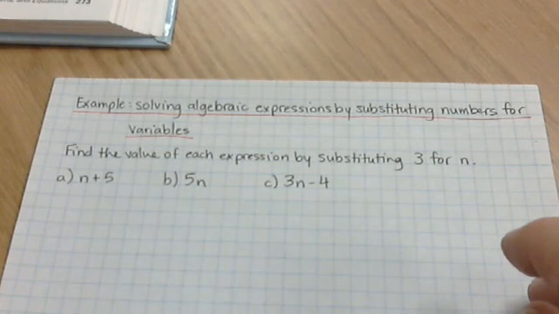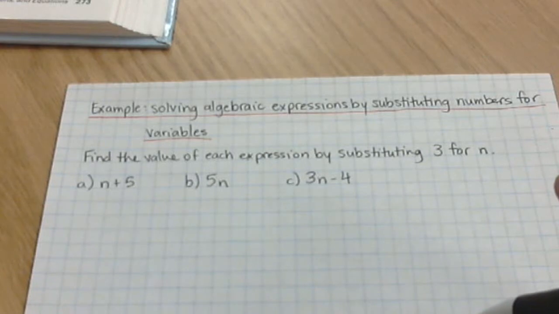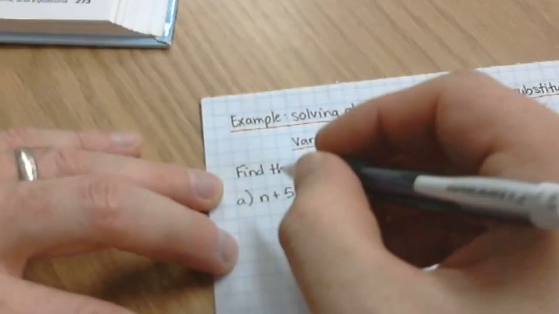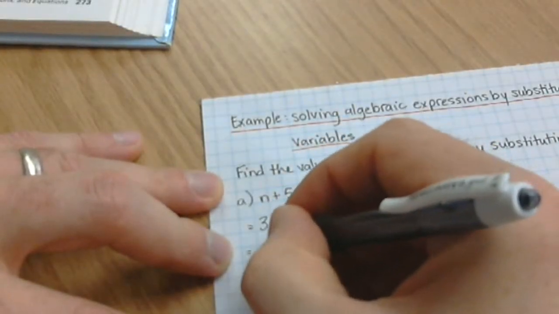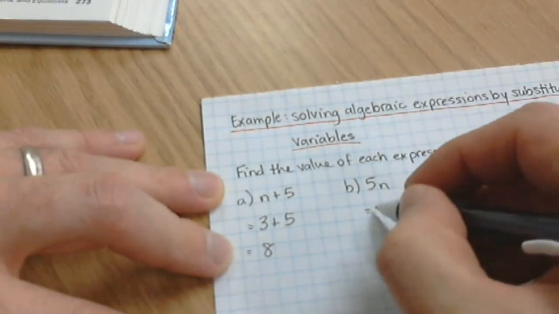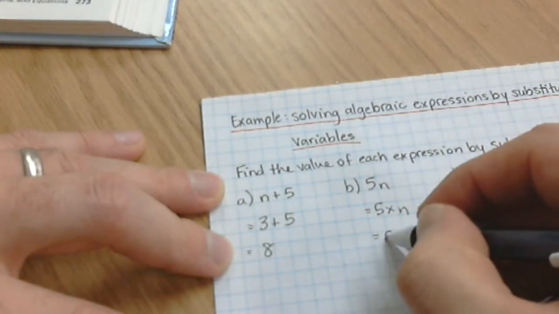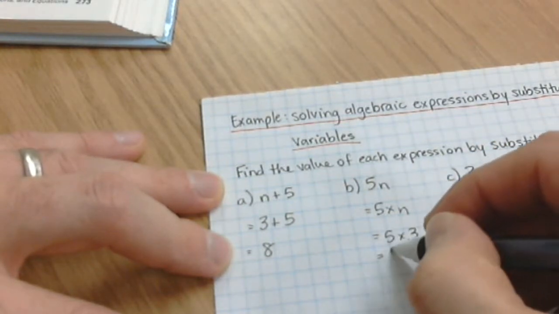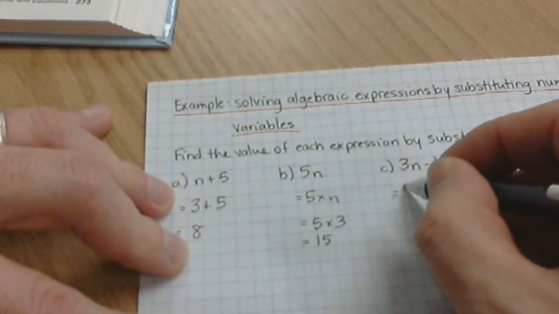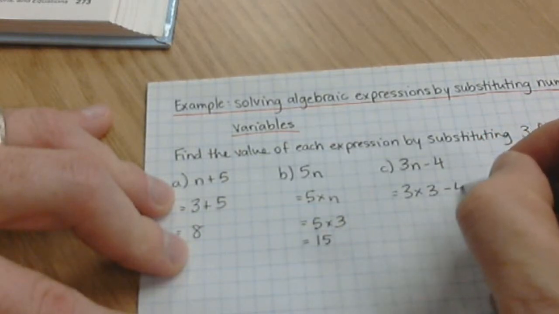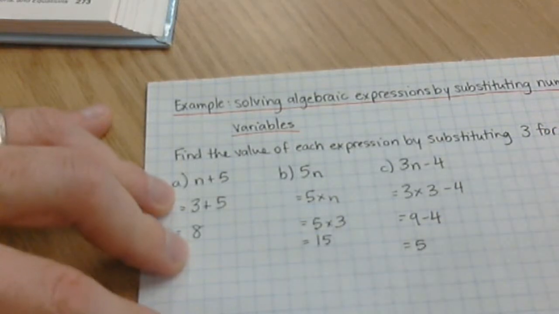Okay, so the instructions here say to find the value of each expression by substituting 3 for n. Here we have n plus 5, so instead of n plus 5, we're going to do substitution, which is 3 plus 5. Well, that's 8. This is 5n. When you see it written like that, it actually means 5 times n, which is 5 times 3, which is going to equal 15. And then 3n minus 4 is going to be 3 times 3 minus 4. 3 times 3 is 9, minus 4 equals 5.